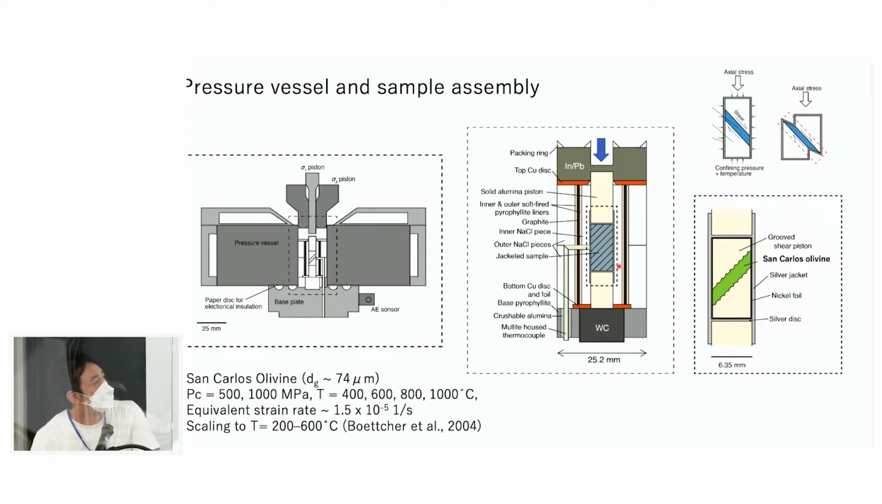We put a heater inside the pressure vessel, and the thermocouple here, and then we apply high pressure. All these sample assembly parts are put inside the pressure vessel, which supports high pressure. The experimental condition is somewhere around here, 500 to 1000 MPa, which is roughly 30 kilometers in depth. The temperature is 400 to 1000 degrees C. The strain rate is 10 to the minus 5. These conditions are scaled to 200 to 600 degrees C at the real strain rate in nature.